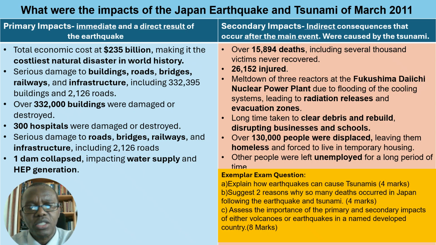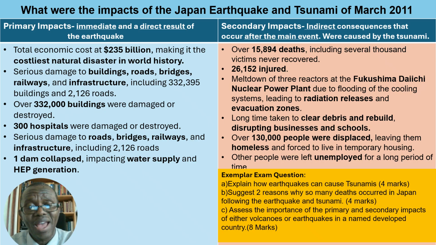What were the impacts of the earthquake and tsunami of March 2011 in Japan? These have been categorized here under primary impacts and secondary impacts. Primary impacts are those that are immediate, and they occur as a direct result of the earthquake, caused by the shaking. Then we have secondary impacts on the other side, and these are indirect consequences that occur after the main event.